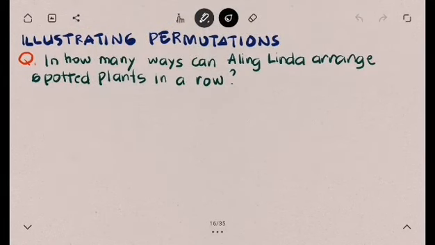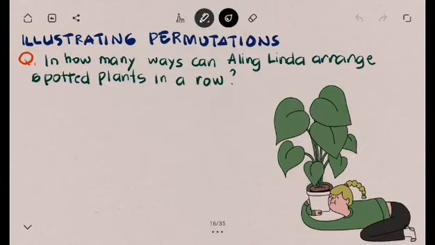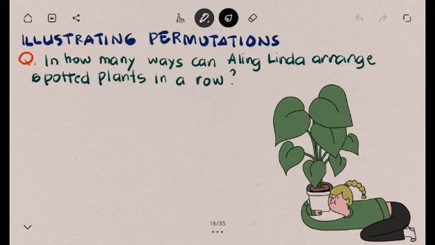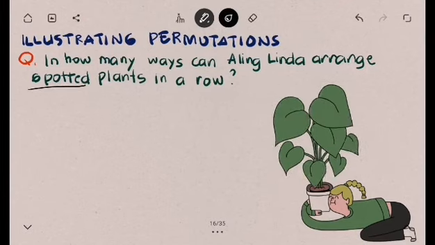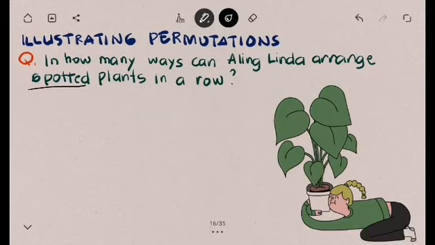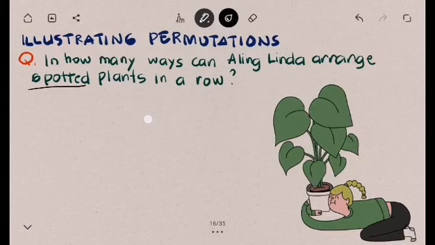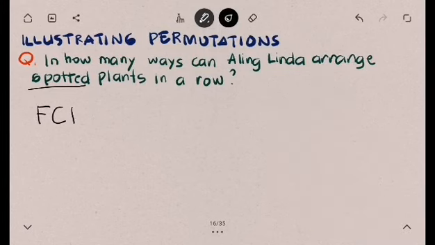Okay, so for our last problem, the question: in how many ways can Aling Linda arrange 6 potted plants in a row? This is almost the same situation as the first problem we answered earlier. The difference is that this time we have 6 to arrange. Which is better to use? In this case, I still prefer the fundamental counting principle. Later you'll see why.